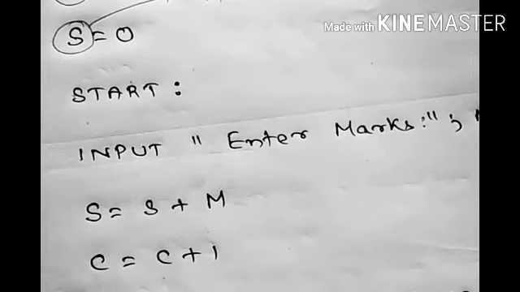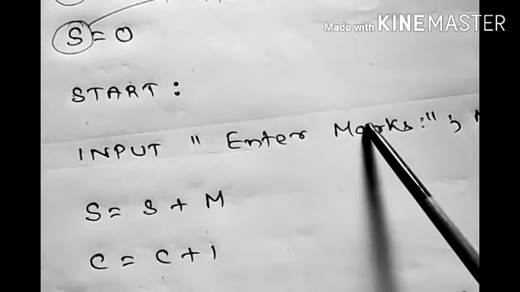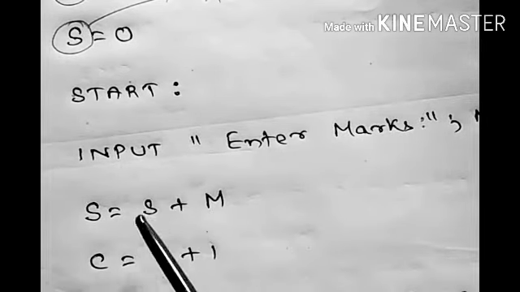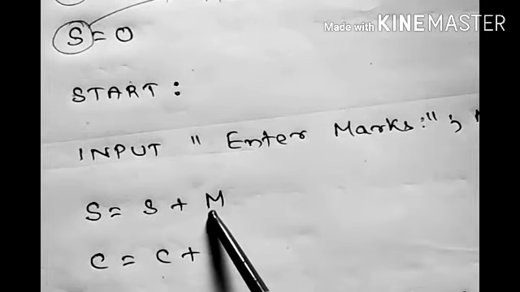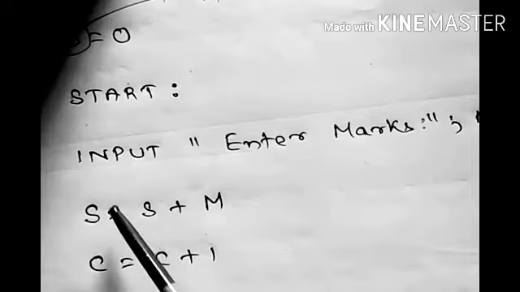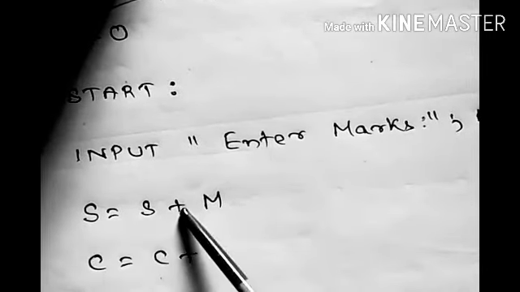This means the first subject's mark is in m. It will be added with s. S is 0. So 0 plus, suppose you have given 70, so 70 plus 0 will again be stored in s. Now s will become 70. Let me show you the calculation.